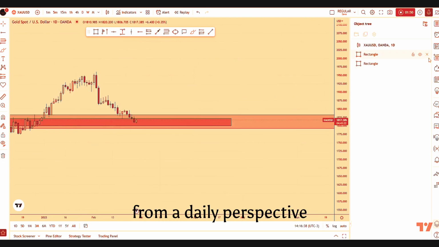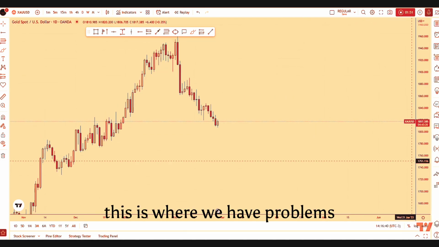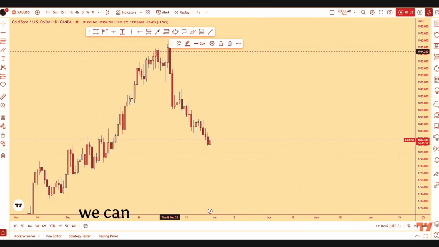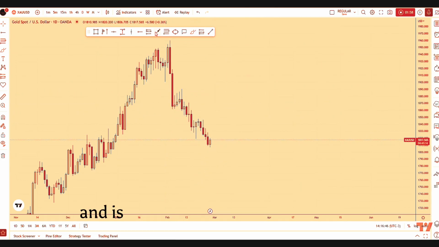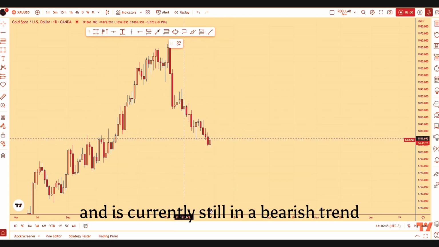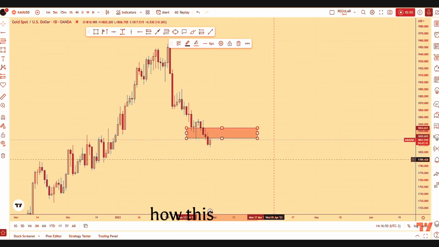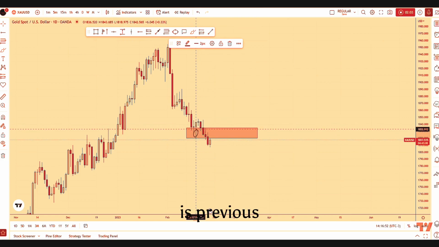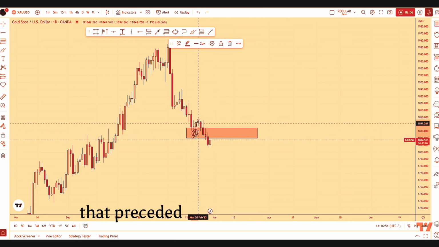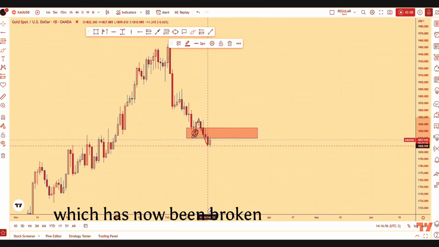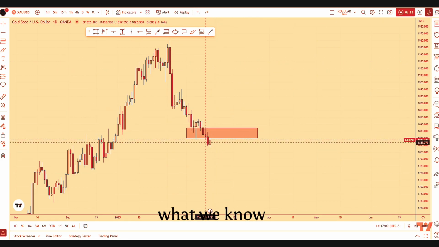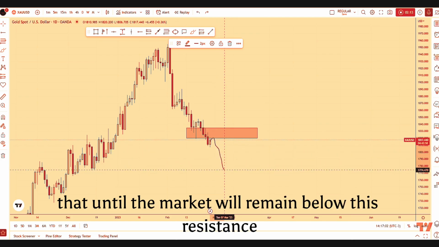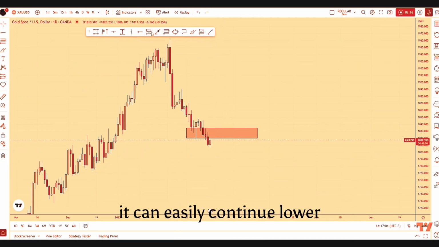Now, from a daily perspective, this is where we have problems, because here on the daily, we can see how the market has clearly been creating lower lows and lower highs and is currently still in a bearish trend. We must notice how this zone here is previous daily support that preceded this move to the upside, which has now been broken to the downside, so is now turned resistance. So what we know is that until the market will remain below this resistance, it can easily continue lower.